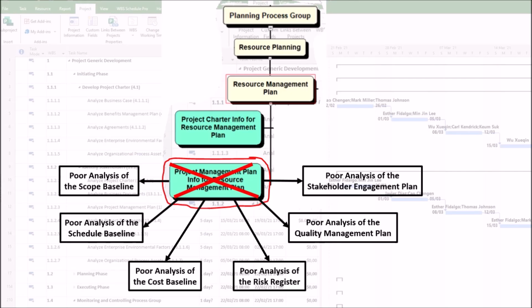Second, ineffective reporting. The communication requirements defined for key stakeholders, such as frequency, detail, and format, won't be reflected in the project team's defined reporting responsibilities, leading to miscommunication and dissatisfaction.